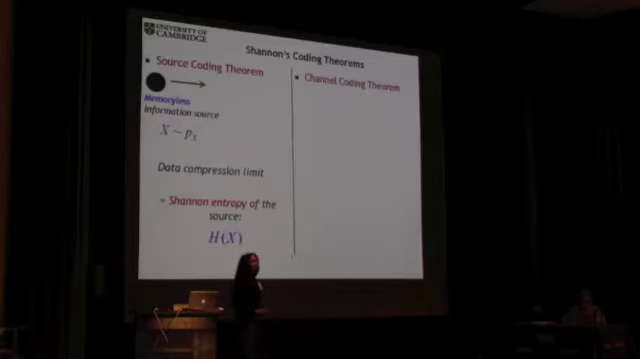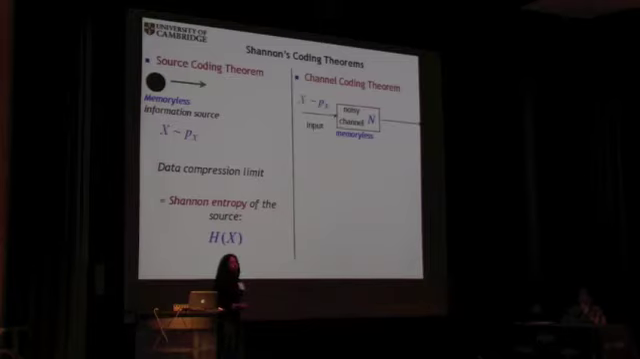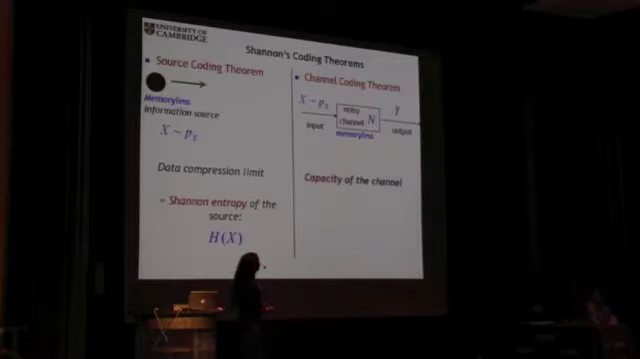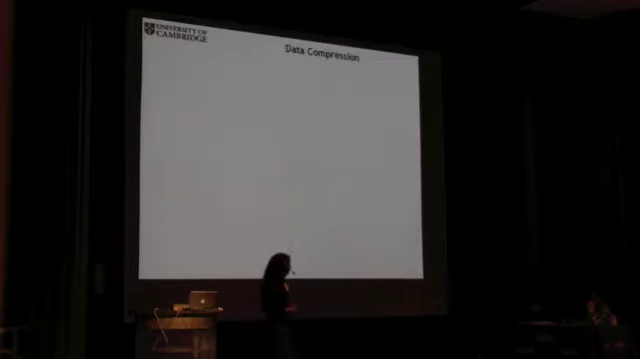On the other hand, Shannon's channel coding theorem tells us that if you have a noisy memoryless channel N, and let the input to the channel be denoted by a random variable X and the output by Y, then the capacity of the channel, which we denote by C of N, is given in terms of the mutual information of the random variables X and Y.